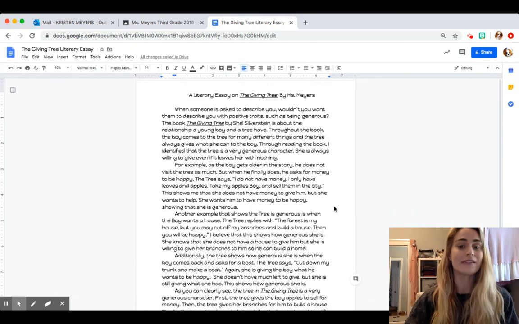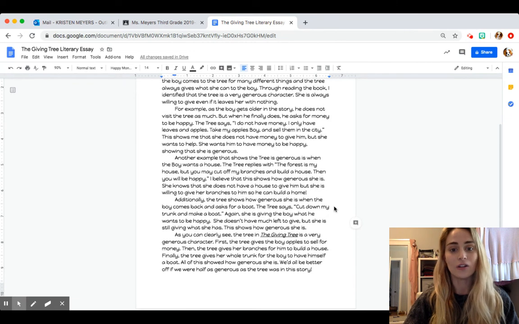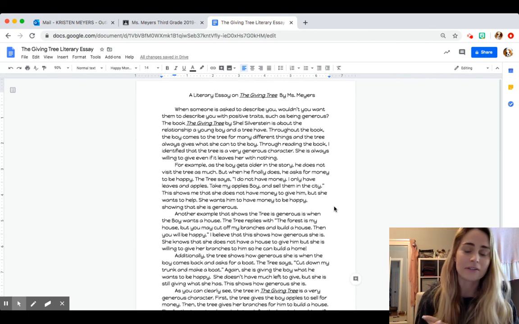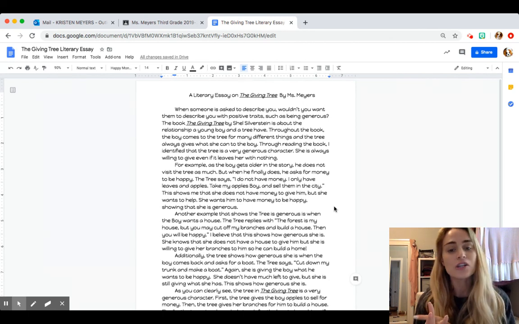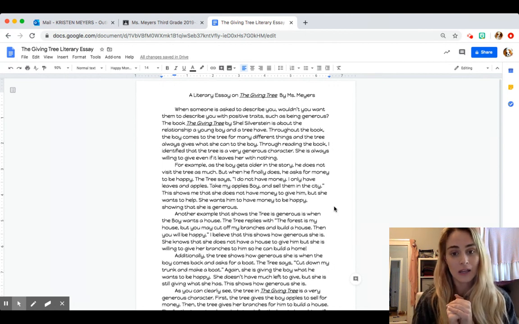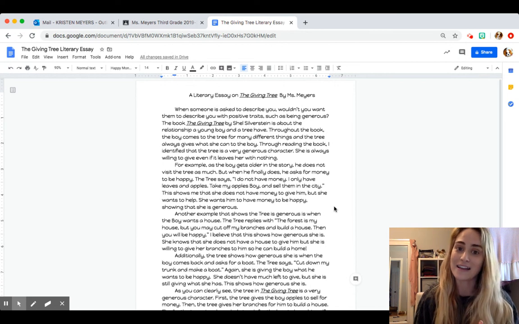All right, so that's all we're going to do today: look over our literary essays and make sure they have everything that we need. Do not worry about capitalization today. Do not worry about punctuation. Do not worry about spelling. We will do that next time. Just make sure you have everything you need for a literary essay.